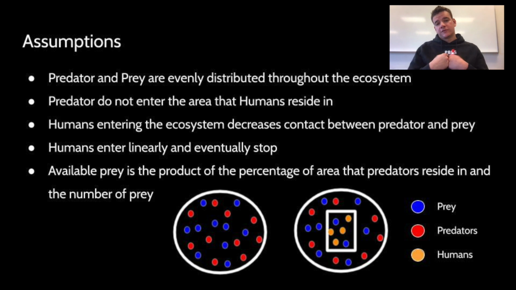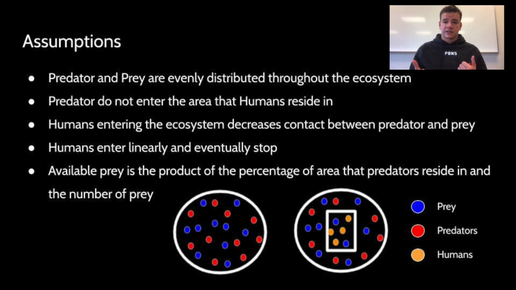When introducing a new factor, such as the amount of humans, we have to make certain assumptions. First, we assume the predators and prey are evenly distributed throughout the ecosystem. We also assume that humans enter linearly and eventually reach a constant amount of occupants. Same applies for when they leave. Humans leave linearly until there are 0 occupants left.